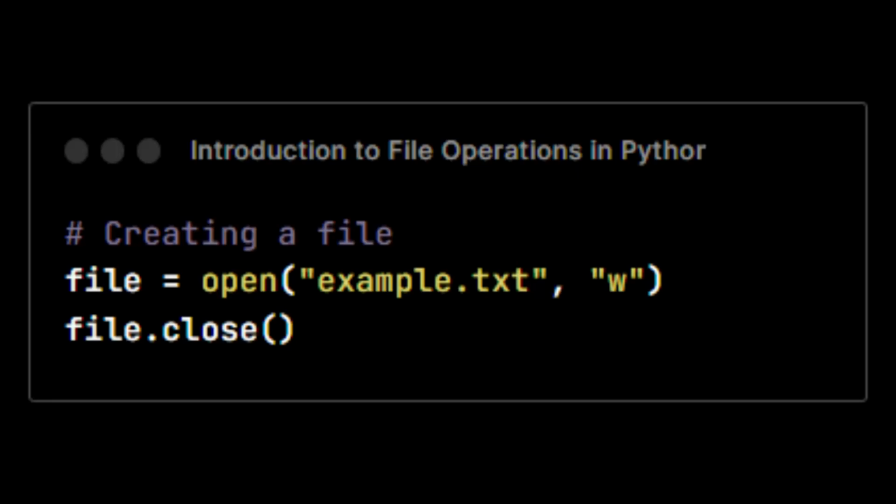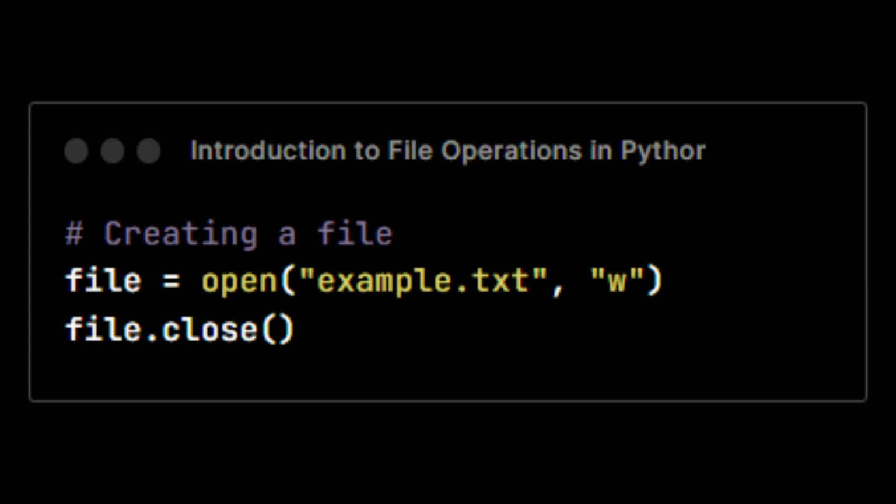Introduction to file operations in Python. File operations in Python allow you to read from and write to files on your computer. Python provides built-in functions and methods to work with files, making it easy to perform various operations such as creating, opening, reading, writing, and closing files.